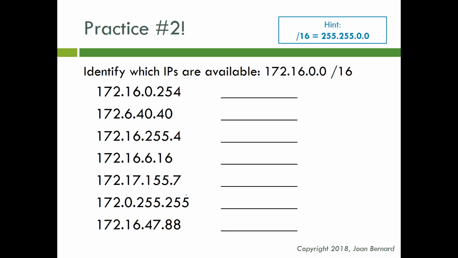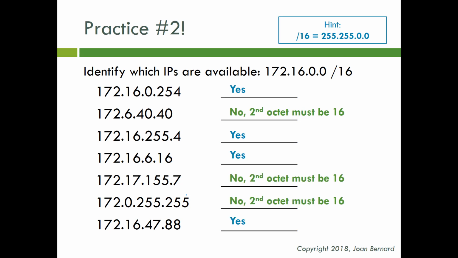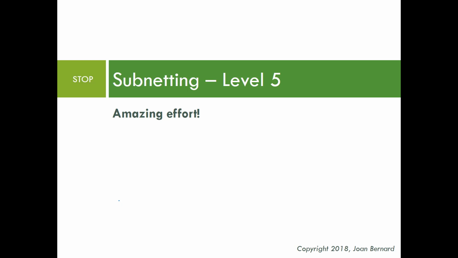Okay, here are the answers. There are 3 IP addresses that are not part of the /16 network. The reason is that in all 3 of those IPs, the second octet is a different number than 16. Good work. That completes level 5. Amazing effort.